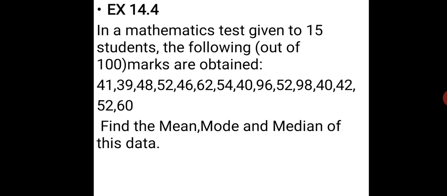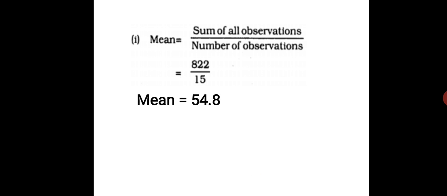So let us start with mean. So what is mean now? Mean is the sum of all the observations divided by the number of observations. So what all numbers are there? You have to add all those numbers, that is 41, 39, 48, all the numbers till 60, 15 numbers you have to add. That gives us 822, and the number of observations is 15. So divided by 15, we will get 54.8, and that is the mean of the given data.